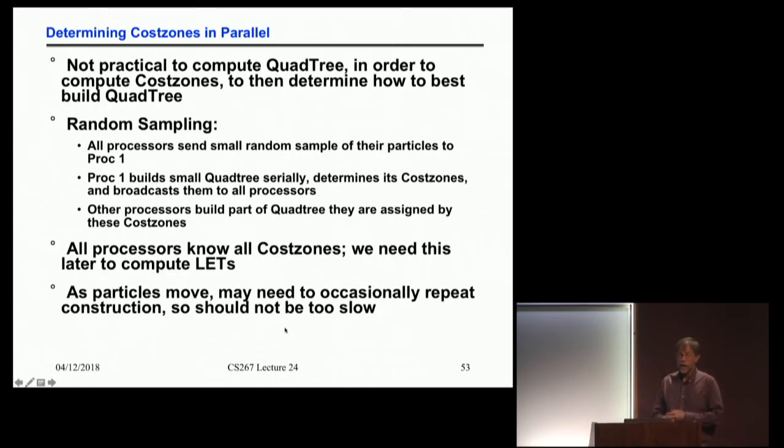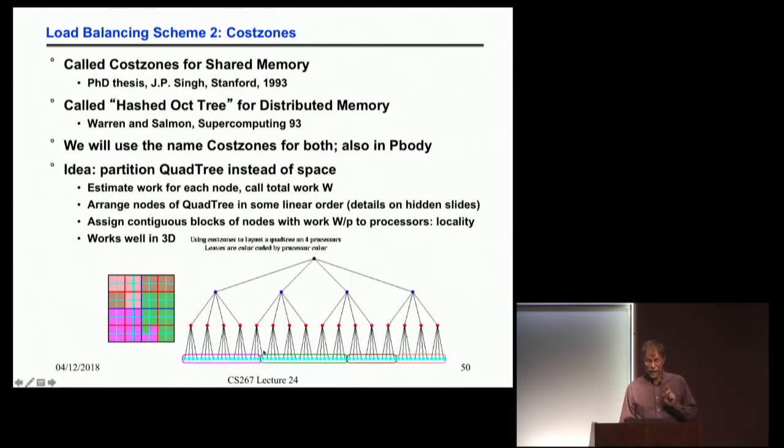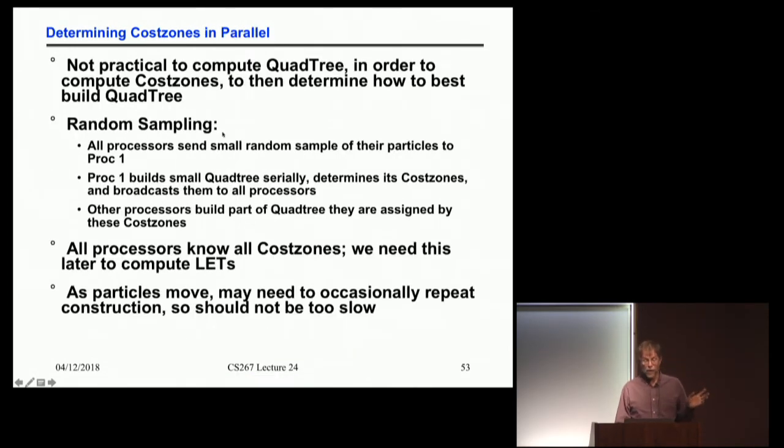Okay, so the way I've described this, let me go back here, is I built the tree, and then I looked at it and figured out how to assign work to processors. But the whole reason for doing that was to make it cheaper to build the tree in the first place. So I sort of have a chicken and egg problem. It's not practical to build the tree in order to compute the cost zones to figure out how to build the tree. So what's the idea to get around that?